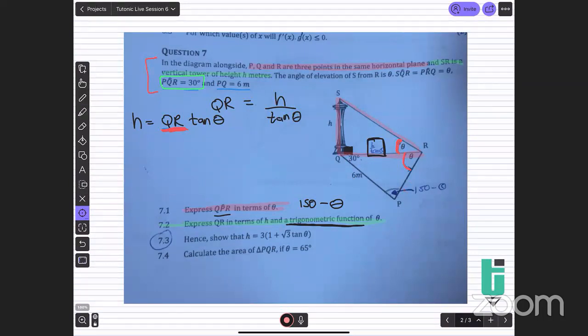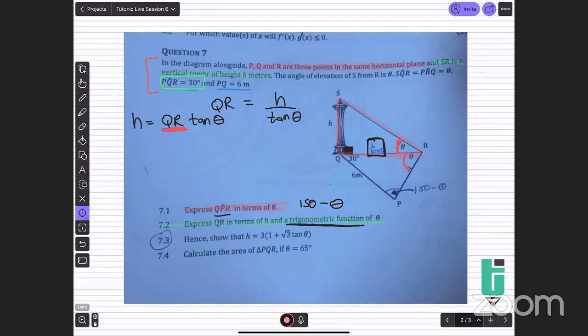Mm-hmm. All right. So because you don't have this side, I'm thinking to myself, maybe not cos rule. We can use the sine rule. Do you see why I'm saying sine rule? Because you have multiple angles and you have one side, right? So if you used sine rule to work out QR, remember you want to work out QR. That's the objective, right? Yeah.